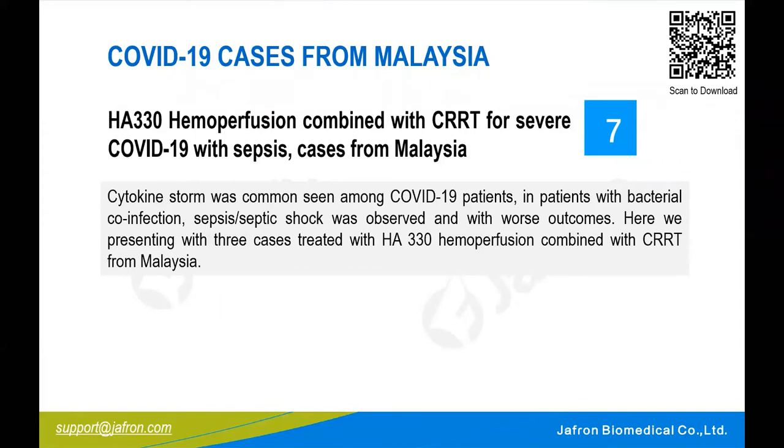So these three cases are edited from the case chart, and they reveal that patients with severe COVID-19 and a co-infection with bacteria developed sepsis or septic shock. They were treated with HA330 hemoperfusion combined with CRRT, and we see benefits on organ function and the oxygen situation, and also a reduction of cytokines in these three patients.